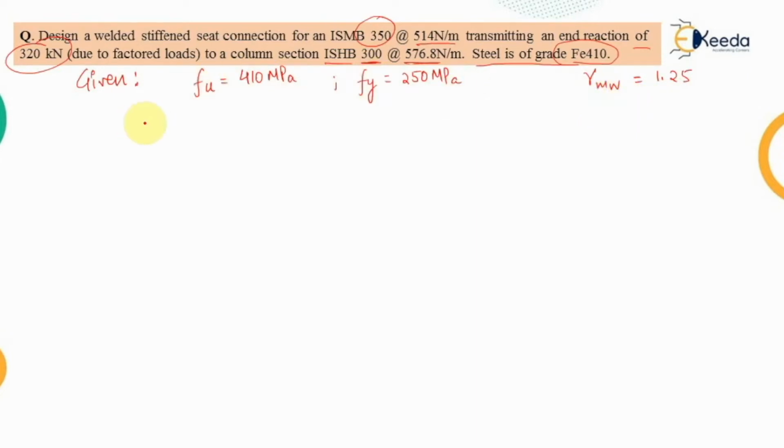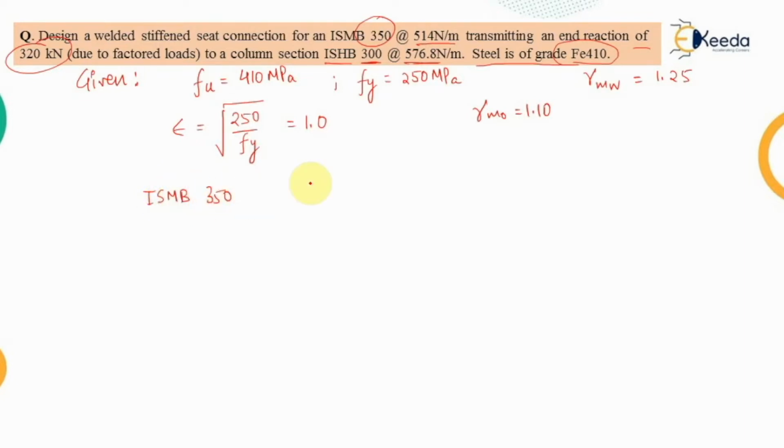Now the other parameters which will be useful to us: epsilon, given by square root of 250 divided by Fy, and since the value of Fy is also equal to 250, the value of epsilon that we are getting here is 1.0, and the partial factor of safety for the material is 1.10.